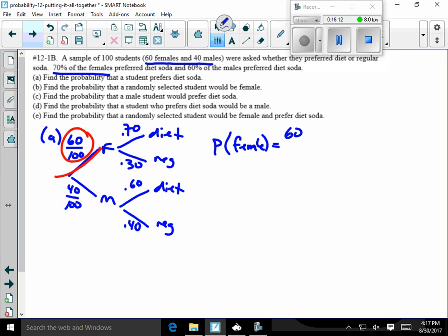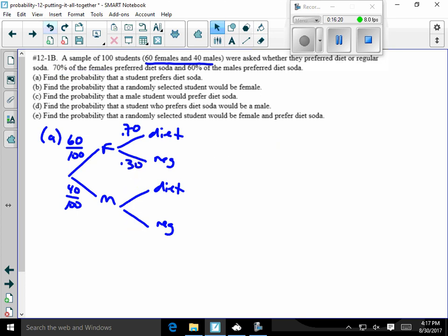Wait a second. I did the wrong one. It should be diet. Let me back up for a second here. Wrong question. I was answering B. Okay, so we had 60, 40. So this is the probability that a student prefers diet soda, right? Okay. So that means that's more complicated, because where is diet soda on this tree? Well, you can have diet soda this way, or you could have diet soda this way, okay?